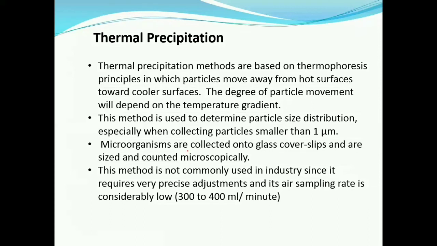Microorganisms are collected onto glass cover slips and are sized and counted microscopically. Thermal precipitation is one of the microscopic methods, but it is an advanced technique. This method is not commonly used in industry. It requires very precise adjustment, and its air sampling rate is considerably low, that is, about 300 to 400 ml per minute. This is about thermal precipitation.